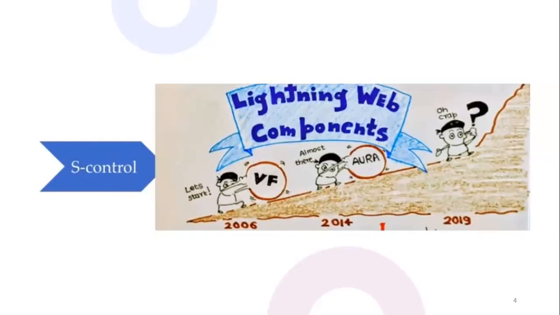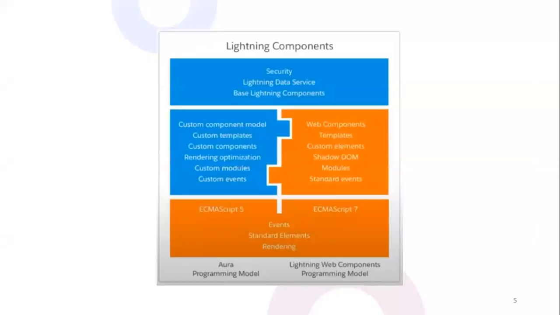You may ask why there is so much enhancement. The reason is the growth in the web stack. That means browser capability has increased. Initially we were not able to do multiple things with the help of the browser, but now the browser can handle the client-side programming part. If you look at this diagram, the blue color shows the differences between Aura and Lightning Web Components.